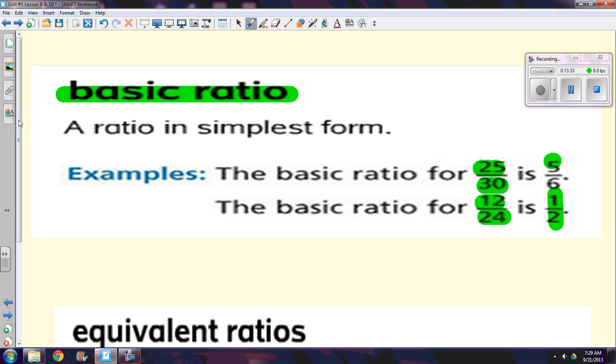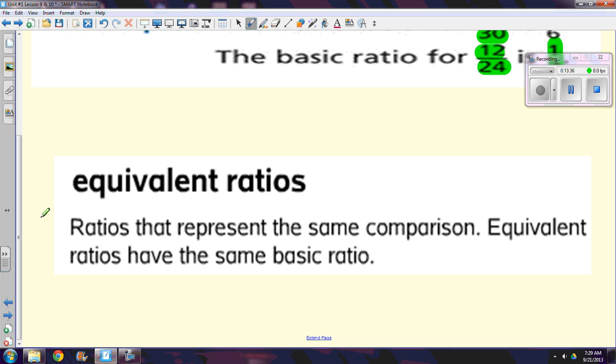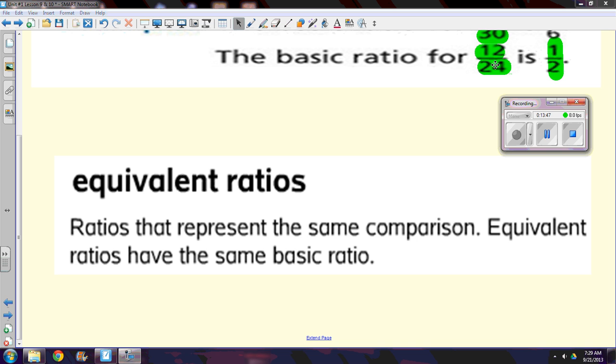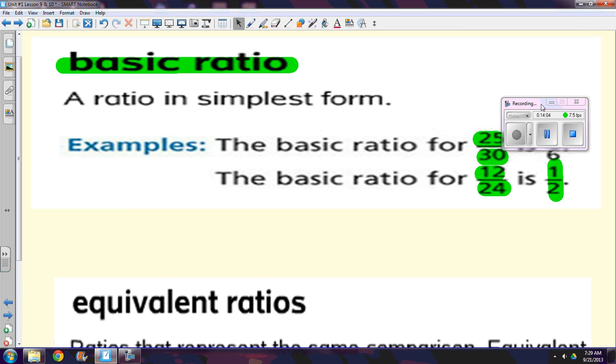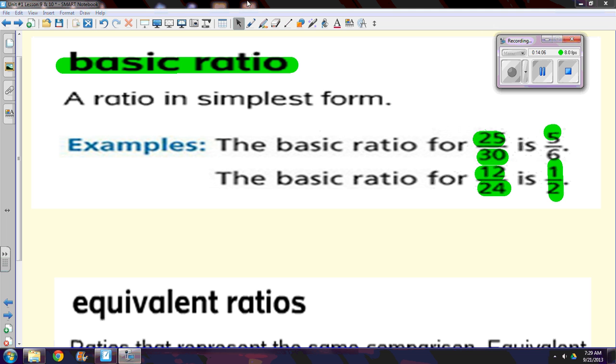And then equivalent ratios, again, thinking of them like fractions, it says ratios that represent the same comparison. Equivalent ratios have the same basic ratio. Okay? So it's just saying that these two ratios right here, 12 over 24, is equivalent to 1 over 2. That's all it's saying. It's just representing one of them as its basic ratio. Okay? So again, what I highlighted in green, starting with basic ratio and the two examples, copy in your notebook. And that's it.